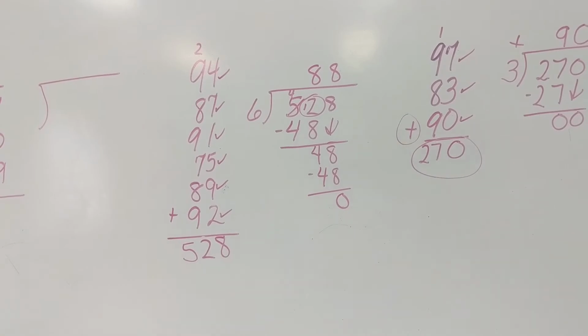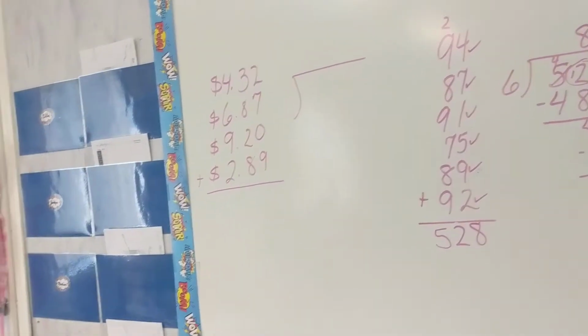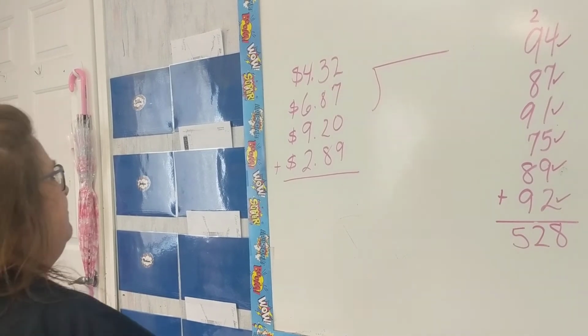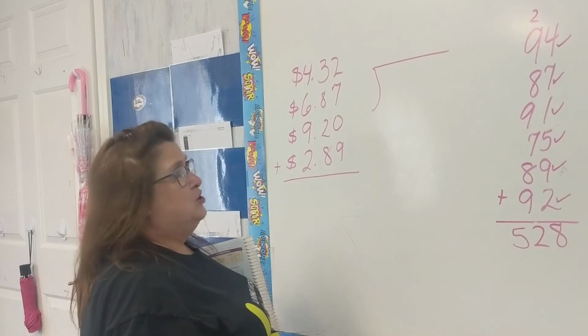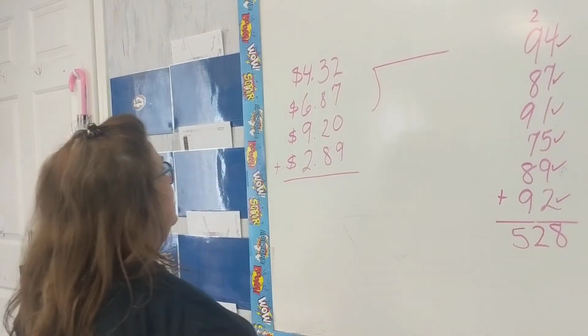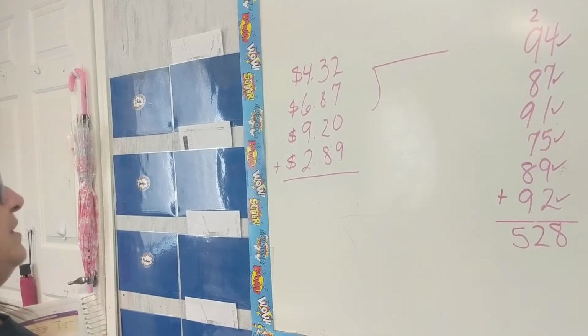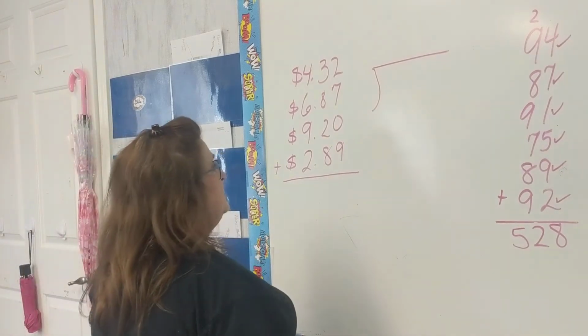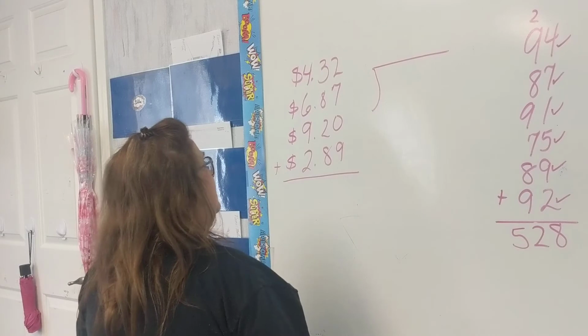Let me turn my camera just a little bit to get to the other side of the board here. Make sure you can see it. All right, so now we are finding the average of $4.32, $6.87, $9.20, and $2.89. So the first thing we have to do is find our sum of these numbers.